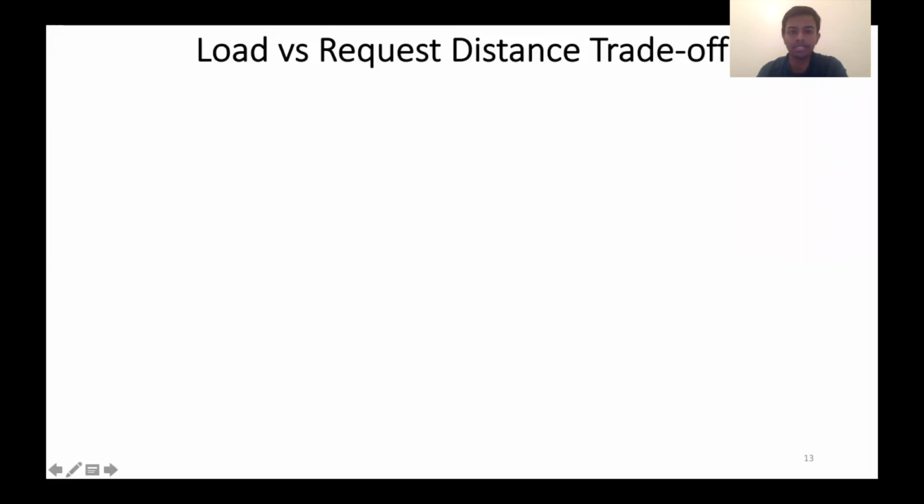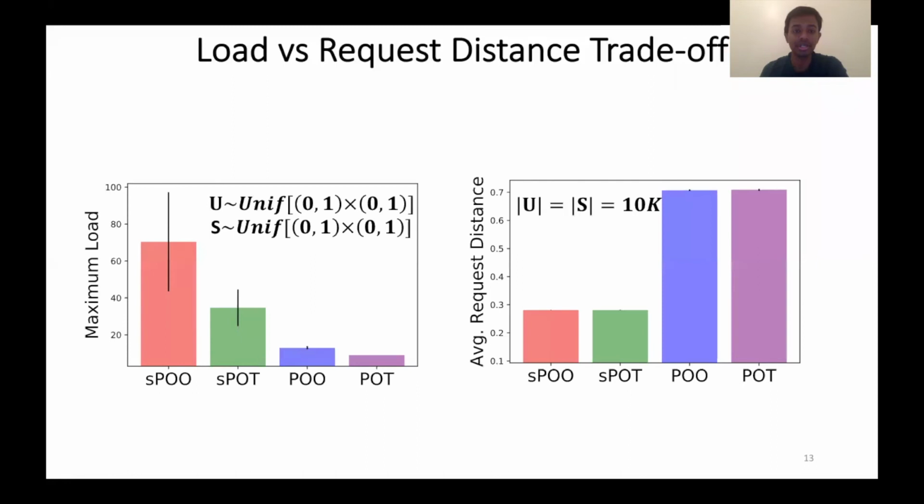Another thing that we explore here is that there is an inherent trade-off between these two performance metrics, load and request distance. So what we consider here is four policies, and the new one is SPO, known as spatial power of one, where each user is allocated to its nearest server.